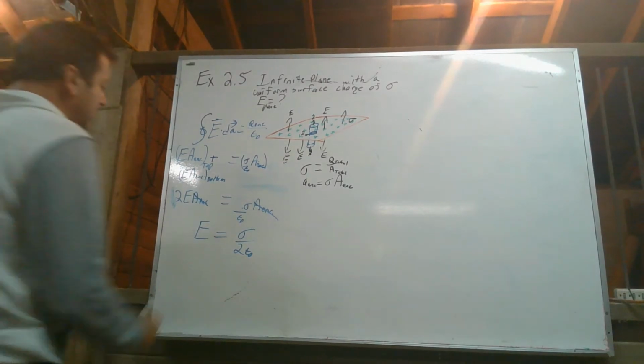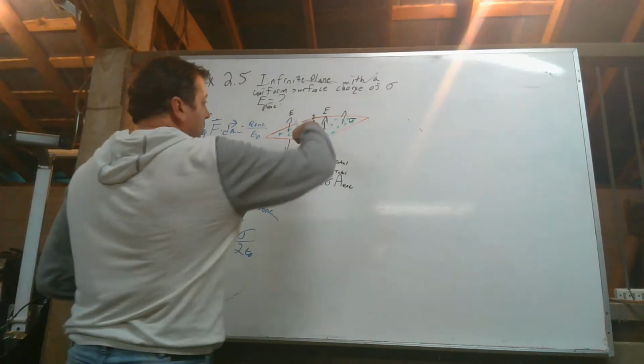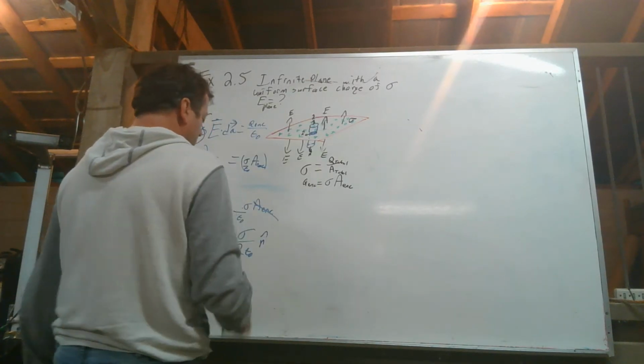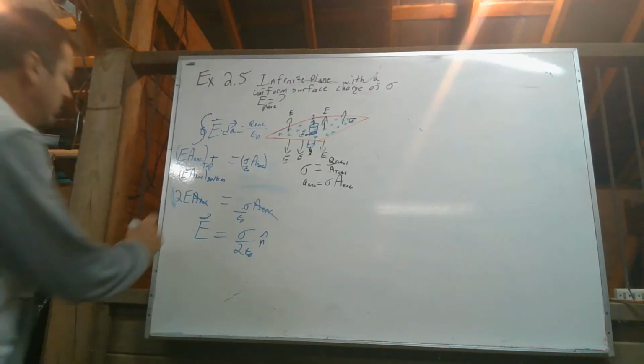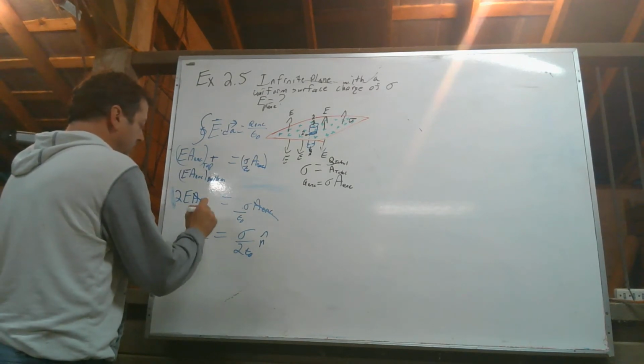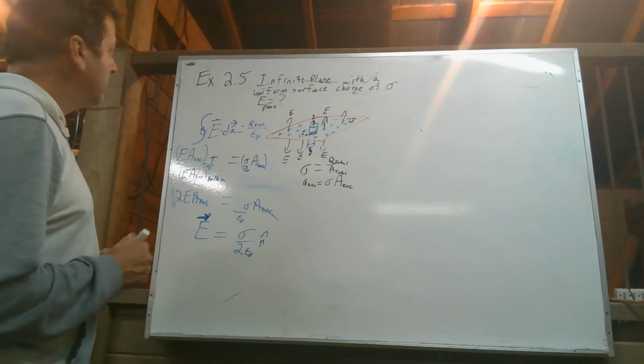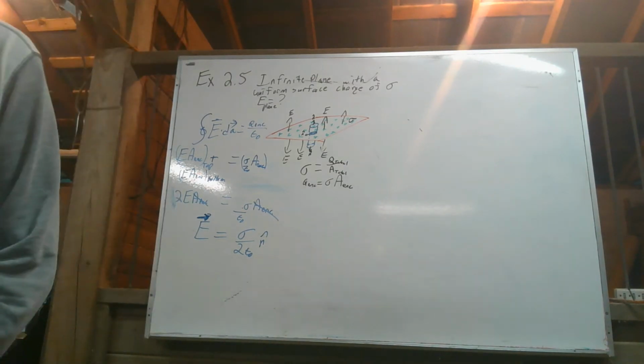And what direction is the electric field? Well, it's going to be up. It's going to be out, or normal to that surface. And that's the electric field using Gauss's law for an infinite plane. Not too bad.